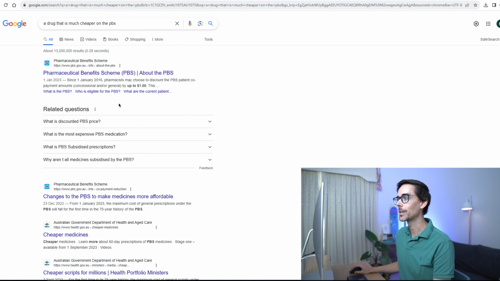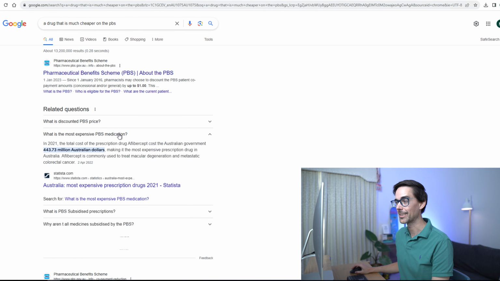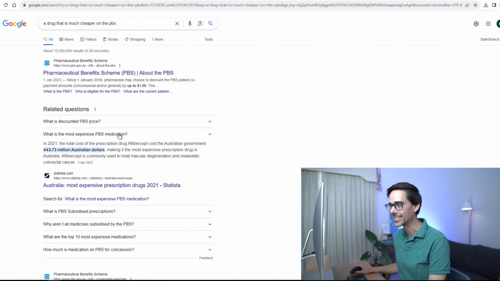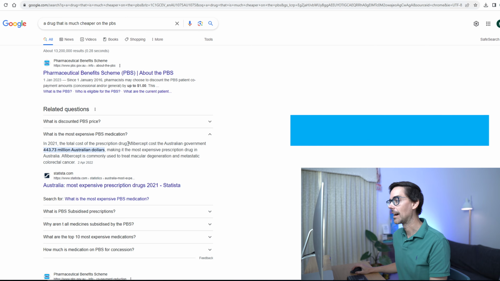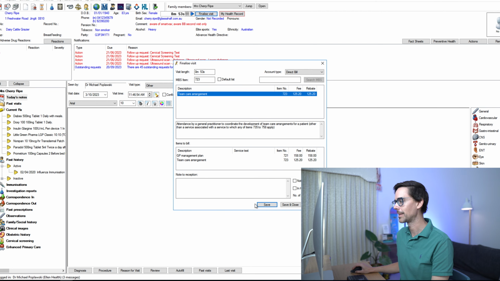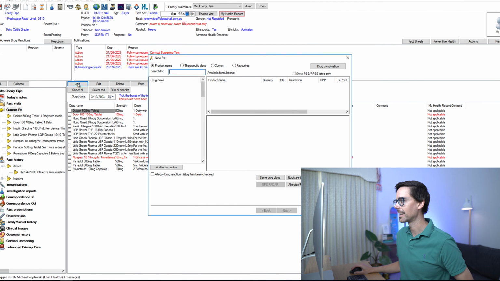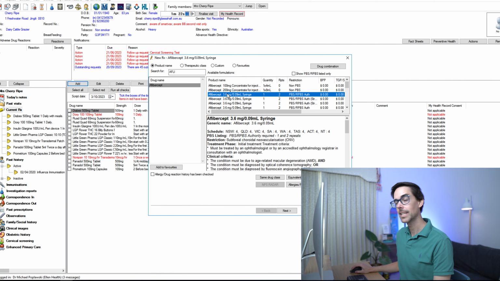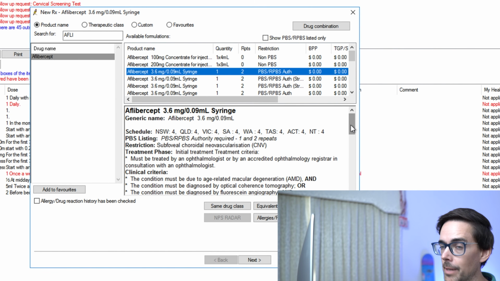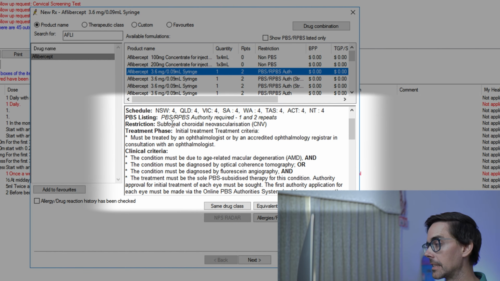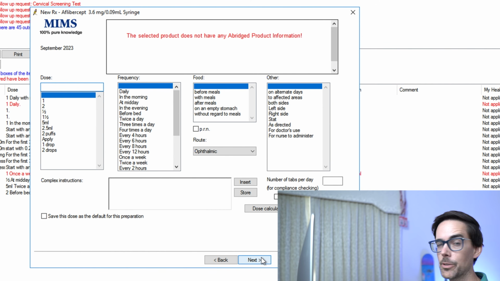I did Google a drug that is much cheaper on the PBS, and then I clicked on this, what is the most expensive PBS medication? And it is this strange drug here, aflibercept. So the way that you would prescribe that on the PBS, as it were, is you would go into your current prescriptions, add, you find the medication that we're talking about, you click on the medication, and here you can see what the requirements are for this medication to be prescribed on the PBS. So as you can see here, there's an indication for which it must be prescribed, and it must be the initial treatment. When you go down to next, you put in the dose, which if you know, you would put it down. This doesn't seem like a medication that most GPs would prescribe.